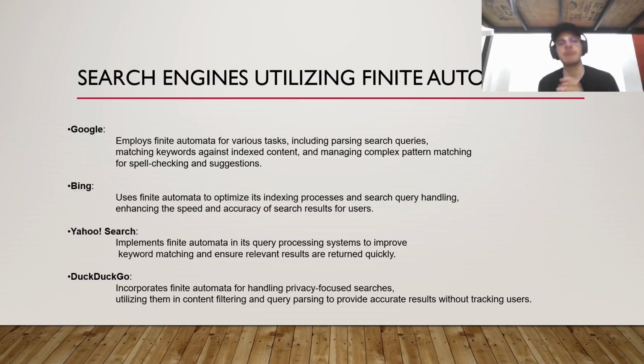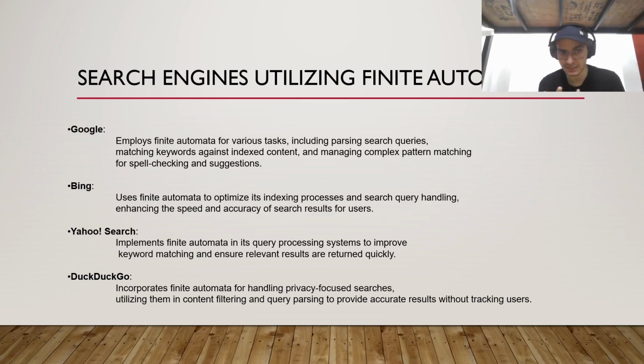Now we'll have a look at some search engines which are using finite automata currently. First, we have Google, the very famous Google. It employs finite automata for various tasks, including parsing search queries, matching keywords against index content, and managing complex pattern matching for spell checking and suggestions.